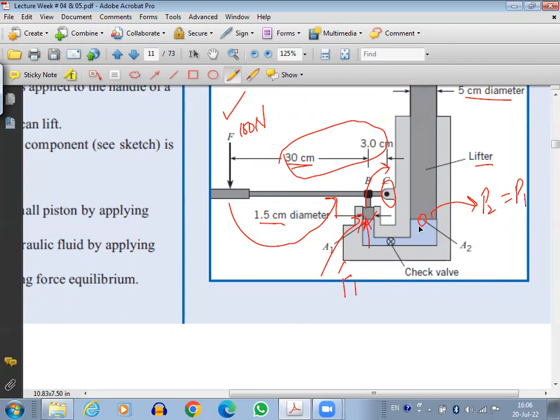Because the fluid is a continuous body, you apply pressure anywhere and it will be transmitted throughout the entire fluid. Piston 1 has applied pressure at this point, not here. But because of Pascal's law, the pressure applied here is directly transmitted there as well. So the same pressure is going to be applied at piston 2. Now we know the pressure P2 because of Pascal's law.